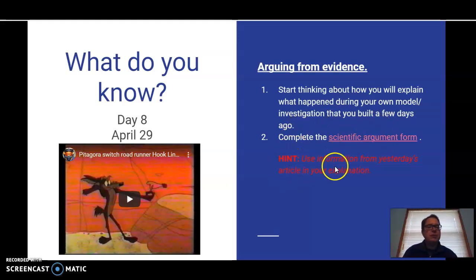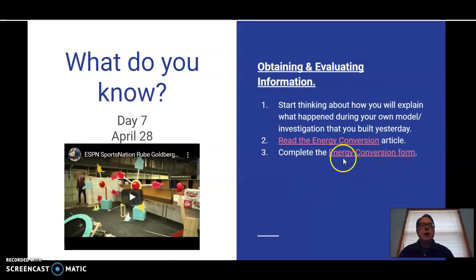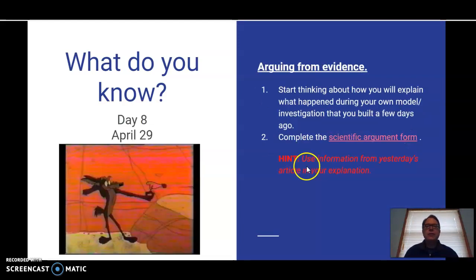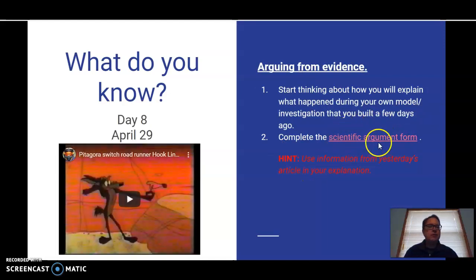Notice I have a hint here. It says use information from yesterday's article. So if you need to go back to the energy conversion article and review that, feel free to go back and do that, and then you'll be ready to give some information here in the scientific argument.